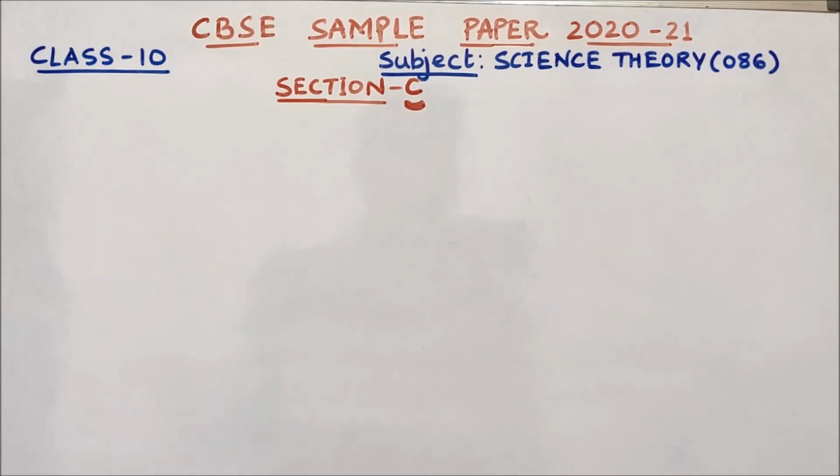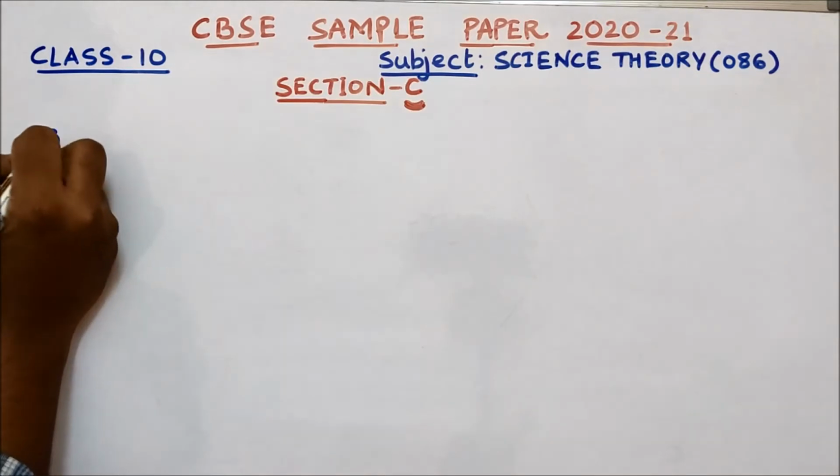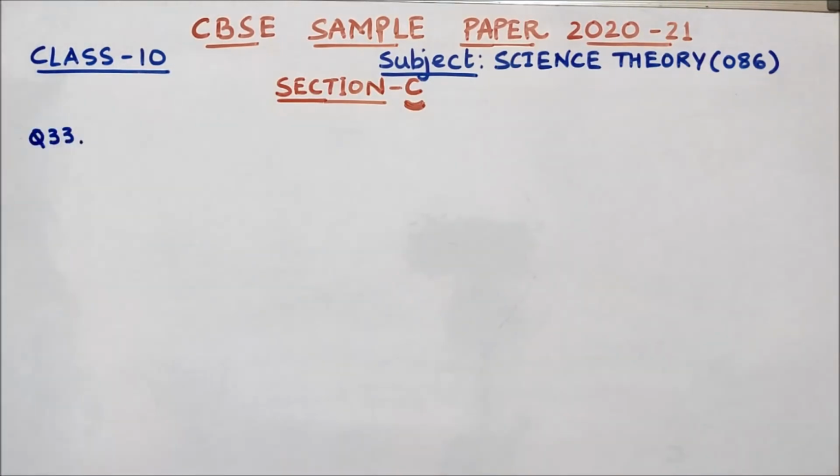So let's get into the topic. Section C consists of 3-mark questions. The first question of physics in section C is question number 33. There is only one question in section C, and that question is question number 33. This question has been taken from the chapter Light, Reflection and Refraction. So let's see the question first.